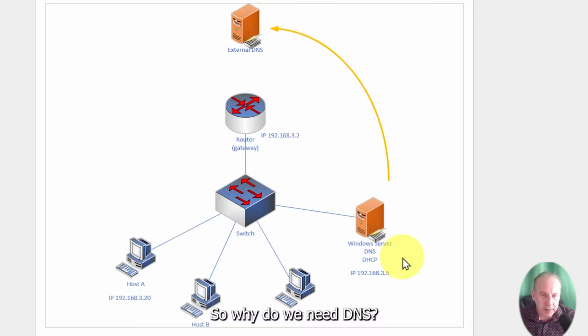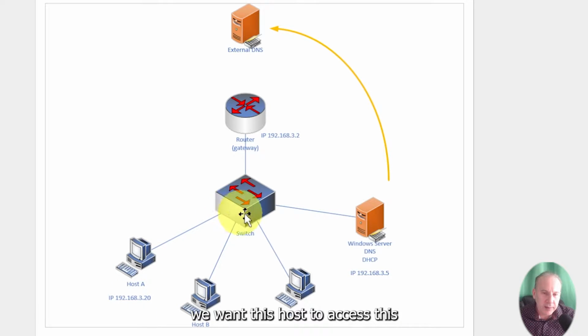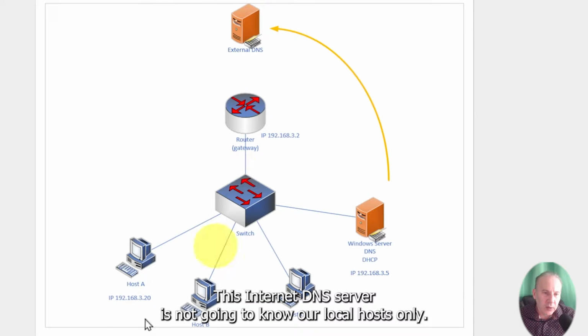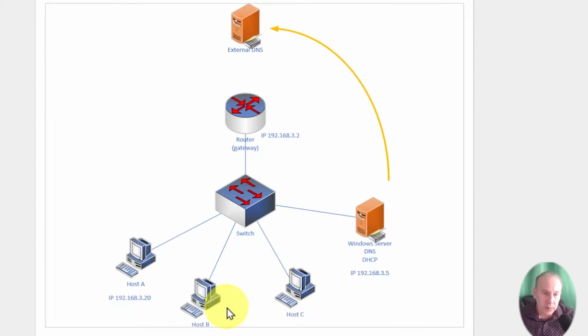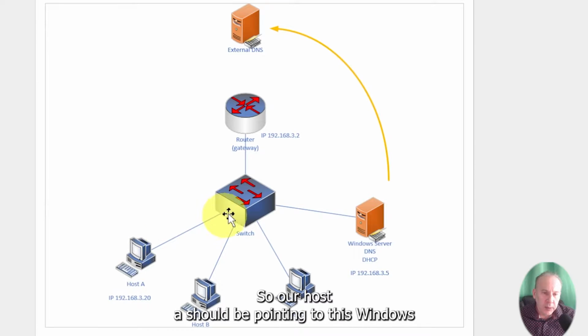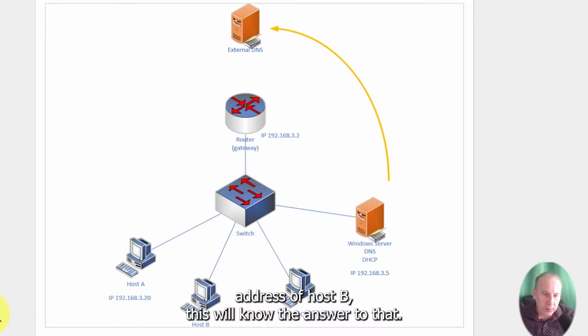So why do we need DNS? Well, we need to resolve names to IP addresses. When this host is looking for other hosts on the same network, we want it to access this DNS server. If it goes out to the internet, the internet DNS server is not going to know our local hosts. Only our local DNS server will know our local hosts. So our host A should be pointing to this Windows server as its DNS. So when it's asking what's the IP address of host B, this will know the answer to that.